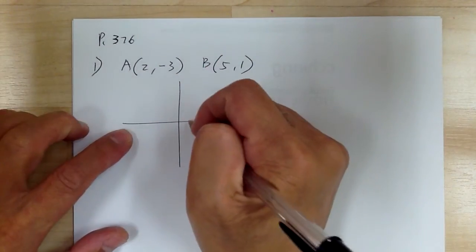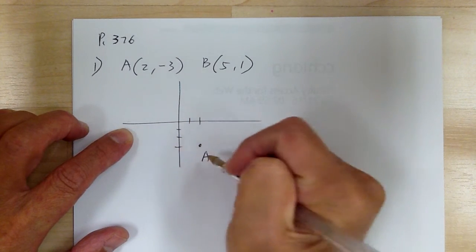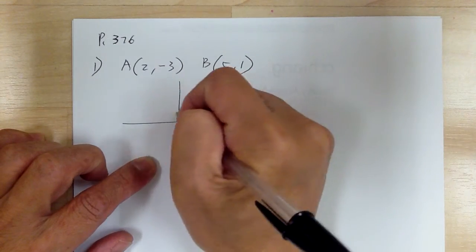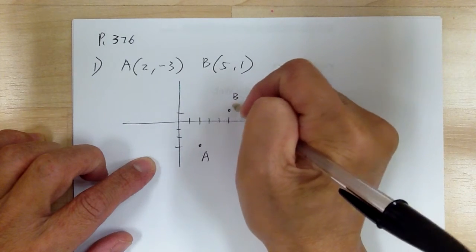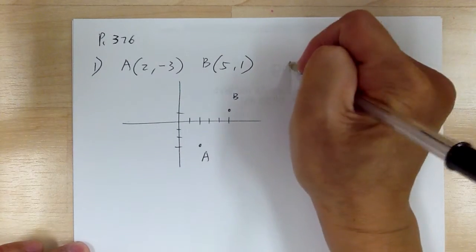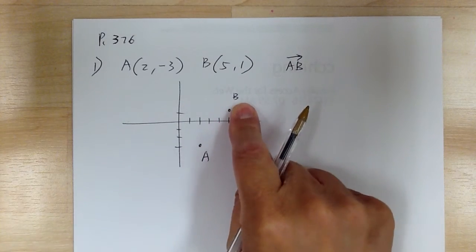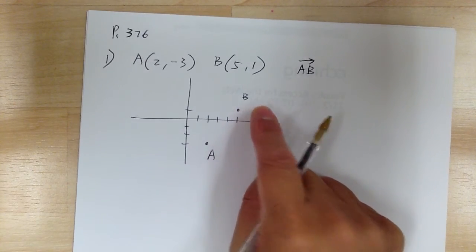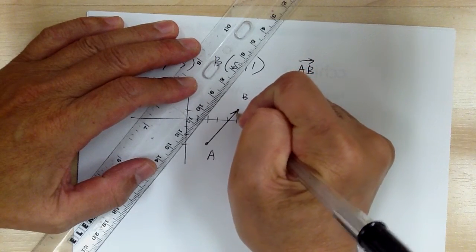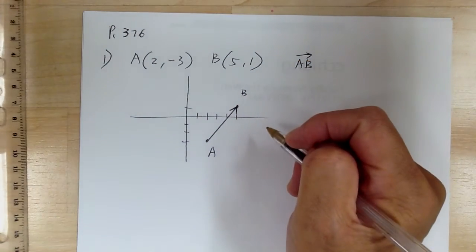So 2, -3 is right over here. That's your point A. And point B is (5, 1), so that's point B over here. When you draw the vector, you have to be careful about the direction. Vector AB means going from point A to point B, so draw from A to B with an arrow right at the end of point B. Do not go over that. Okay, so that's your vector AB.